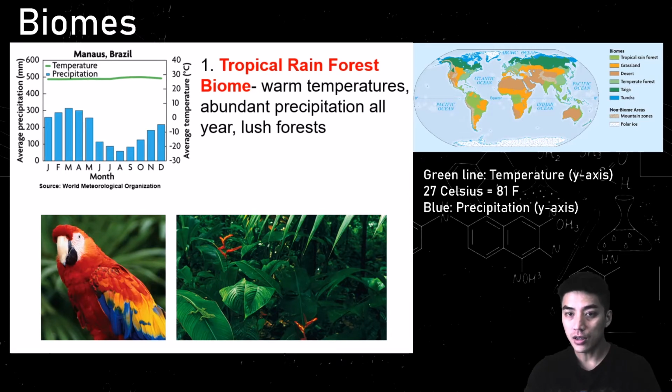A tropical rainforest biome is characterized by warm temperatures, abundant precipitation all year round, and lush forests. So you can see on that climatogram in the upper left, the temperature has that green line, so it's around 27 degrees Celsius, which works out roughly to 81 degrees Fahrenheit for you American students.